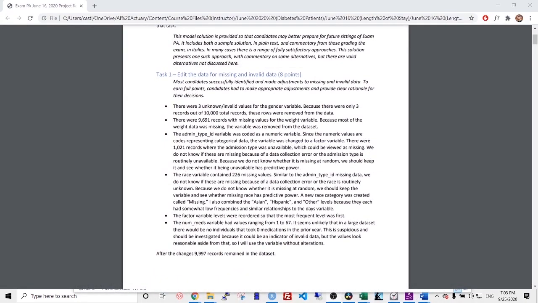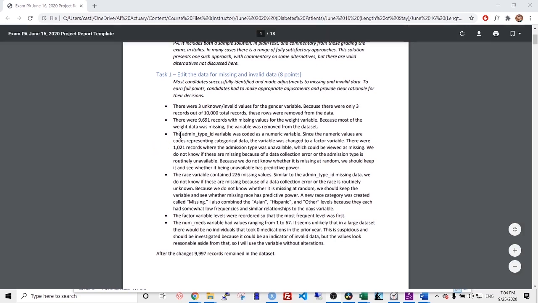Task 1 has a number of parts, and it would be very challenging to get all of these exactly as the SOA solution does on the real exam. But don't worry, there are multiple ways of answering these questions. The main question that this task is looking for is to provide clear rationale for your decisions.